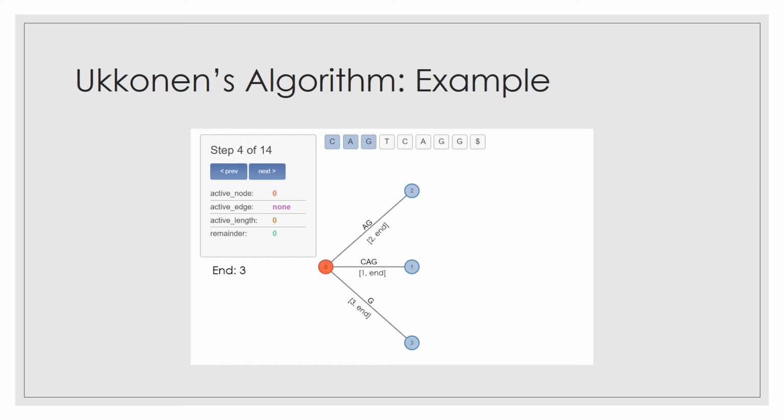Alright, now we start inserting G. Remember, we're using this n, so it automatically adds the G to the previous branches, the previous edges and leaves we created. So that's the best part. We don't have to go back and add the G to them. It automatically happens because we're using this global n that went up by 1. The remainder went up by 1 because we got a match, right?